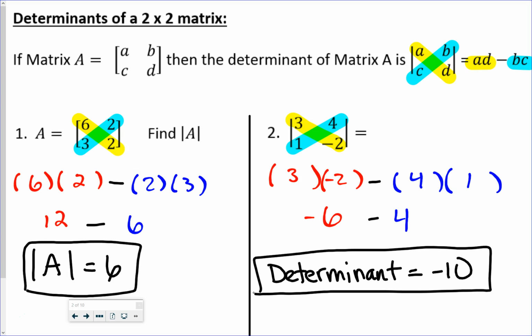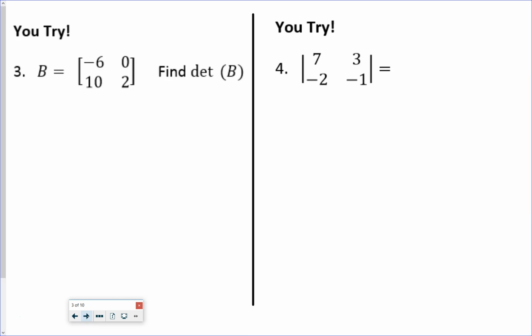Okay? It's going to be fun. If you have a calculator, you're going to have a great time this week. All right? I would like you to try number 3 and number 4. Yeah, same setup. We're still with 2x2s. We haven't changed anything yet. So all 2x2s are done the exact same way.